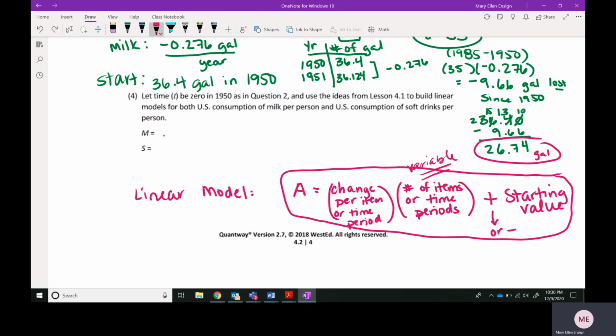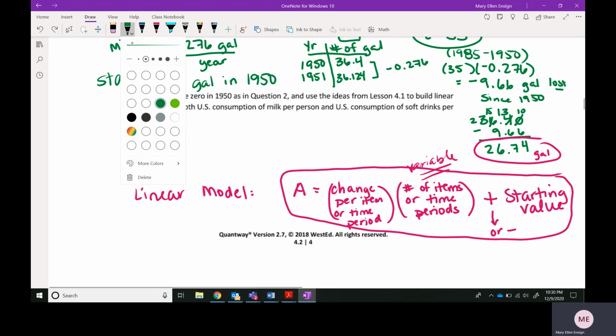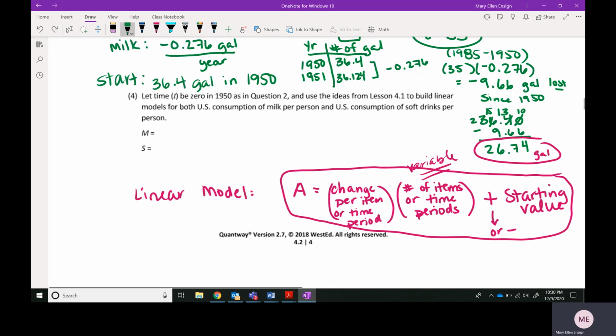So here's the milk consumption. So I want you to build this model. And what I want you to do is have, I'll kind of write the parts above it. So we have the change per time period times the number of time periods plus the starting value. Okay, so again, I want you to really give this a try. Pause the video. Think about what each of these is.